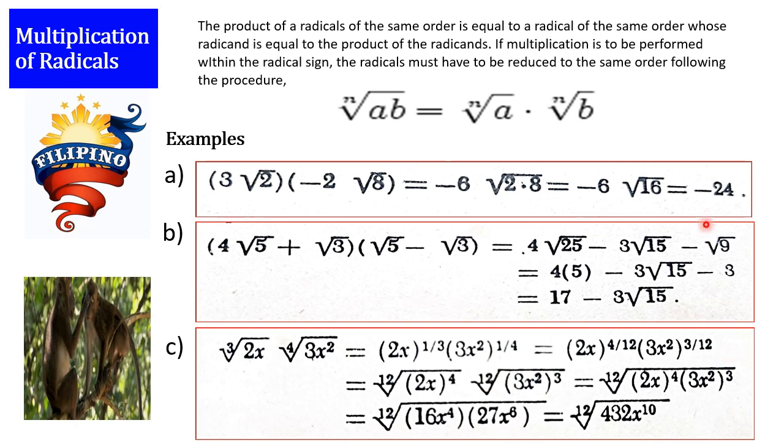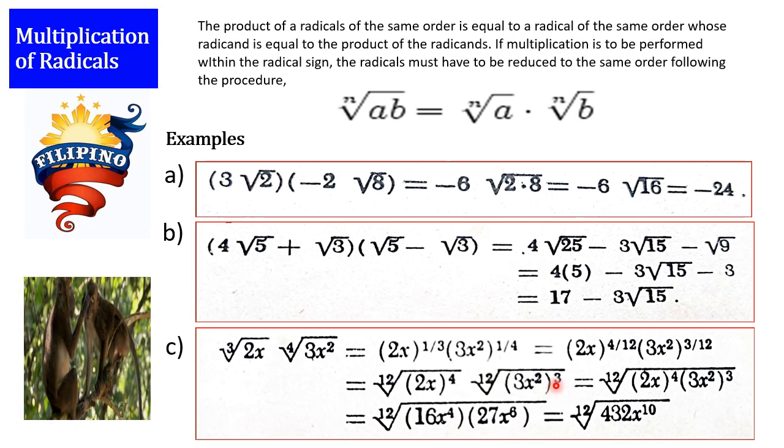Ngayon, pareho na siya ng order which is the 12th root. We can write that as the 12th root of 2x to the 4th. Ito po yun. Tapos the 12th root of 3x squared.